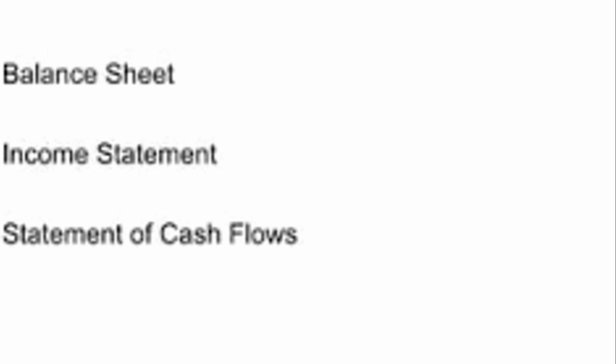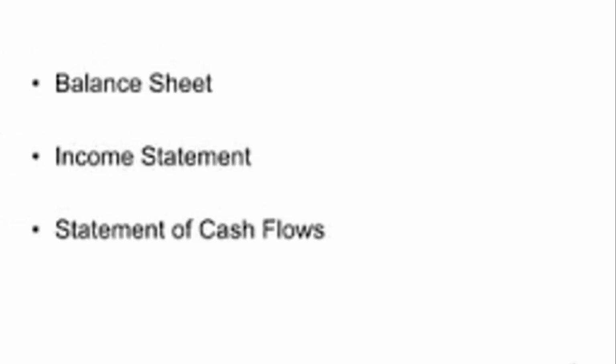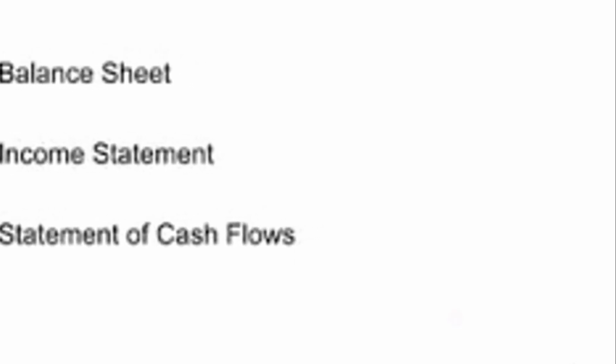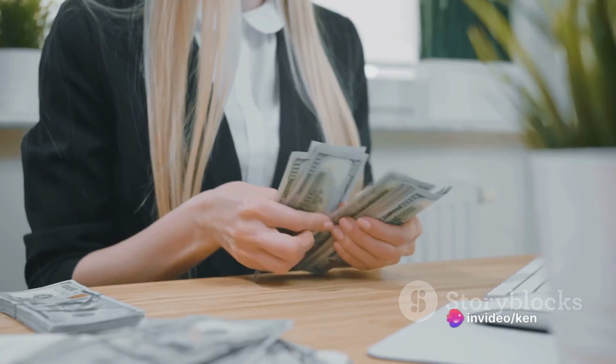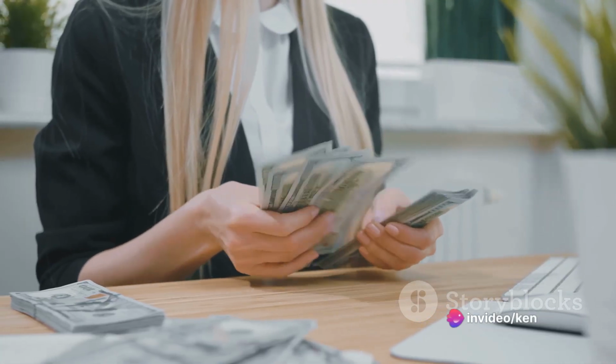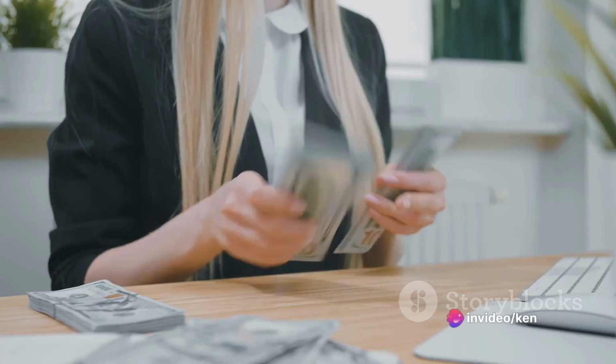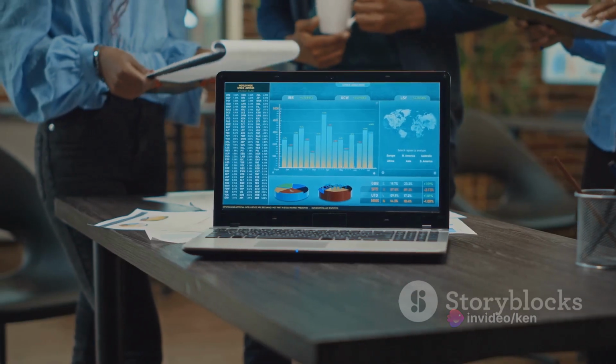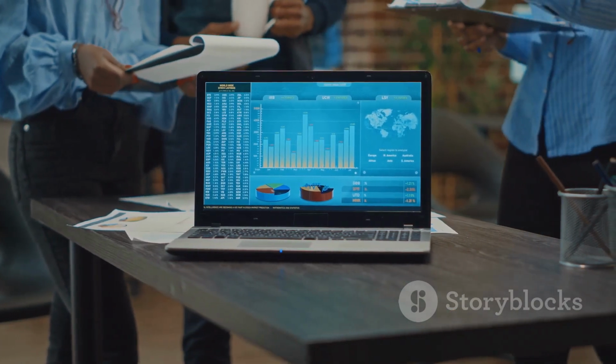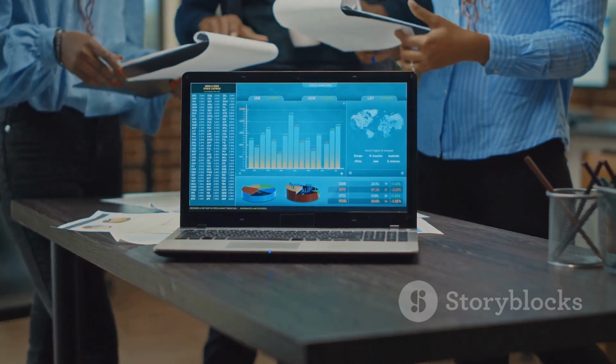In this video, we're going to demystify the three major financial statements: the balance sheet, the cash flow statement, and the income statement. We'll peel back the layers of each, revealing their components, their purpose, and how they interact with one another to paint a comprehensive picture of a company's financial well-being.